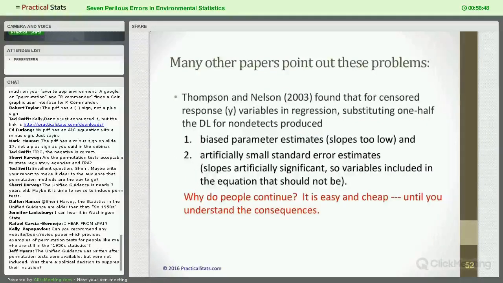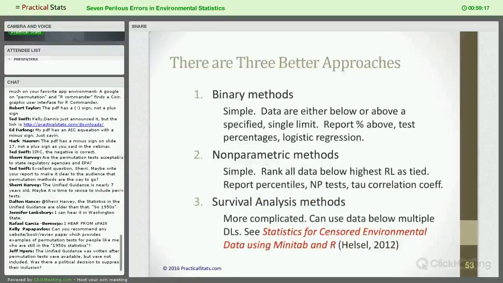For regression, a paper back in ES&T in 2003 found what we just saw with that picture, that when you substitute, you get bad estimates. You actually get slopes that are too low, just like we saw, because you're blending in zero slope data. And you get slopes that are artificially significant, because in addition to putting in flat lines, you're also putting in data that don't vary. So the overall standard error, the standard deviations are too small. So you should stop doing it.